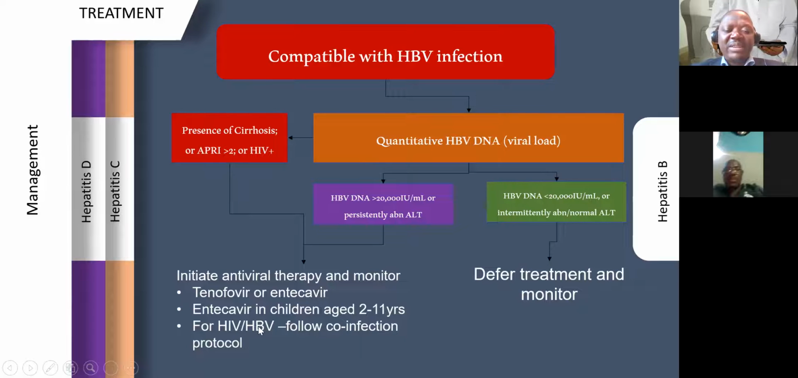Okay, for those who have HIV, hepatitis B co-infection, there is a protocol specific for those, and that you will adhere to. We cannot go through this because it's not the scope of the lecture. If, however, there is no cirrhosis, okay, and then the HBV DNA is less than 20,000, or the ALT is normal, you can defer the treatment and monitor the patients instead.